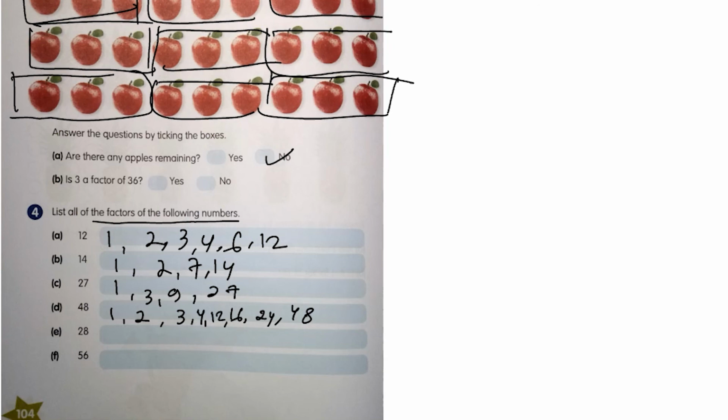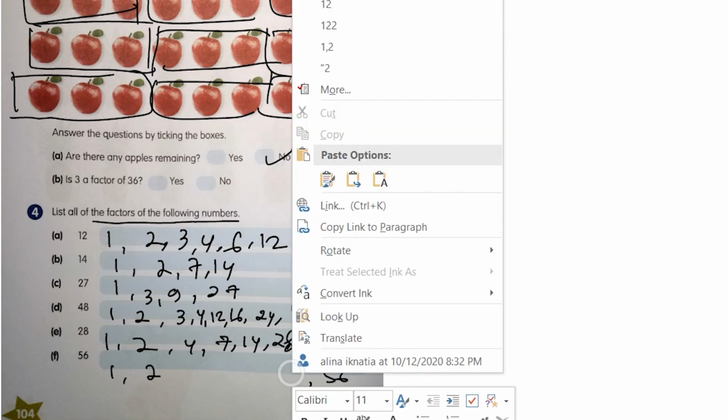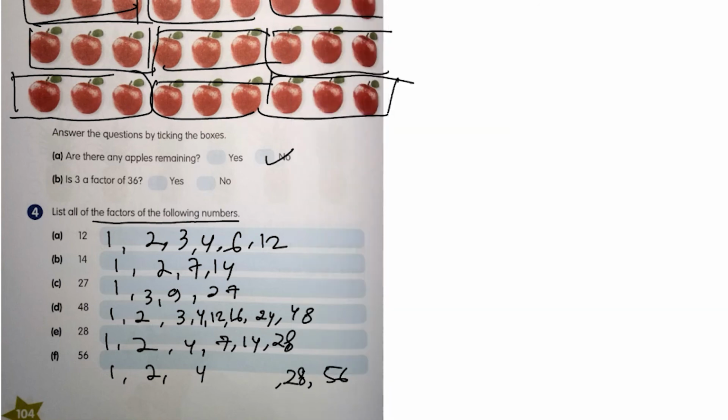Now E. 28. 1 times 28. 2 times 14. And 4 times 7. And the next 56. 1 times 56. 2 times 28. 4 times 14. 7 times 8. Okay. Next page.